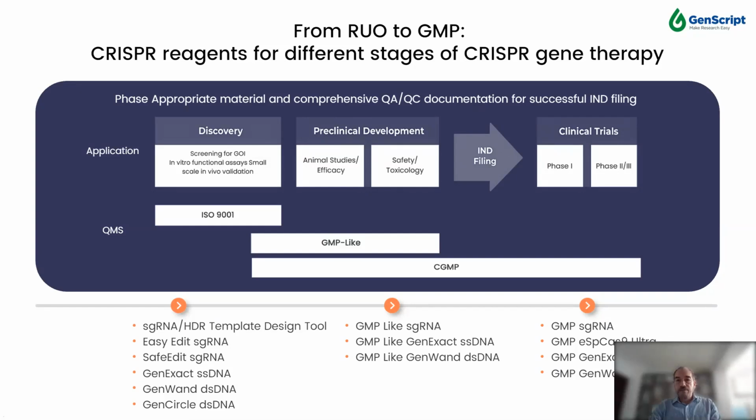And again, for our preclinical and clinical studies, we have GMP-like sgRNA qualities. We have GMP-like gene-exact single-stranded DNA templates, GMP-like gene-1 double-stranded DNA templates. We also have GMP grades of sgRNA, ESP-Cas9 enzymes. We have GMP grade gene-exact single-stranded DNA templates and GMP gene-1 double-stranded DNA templates.